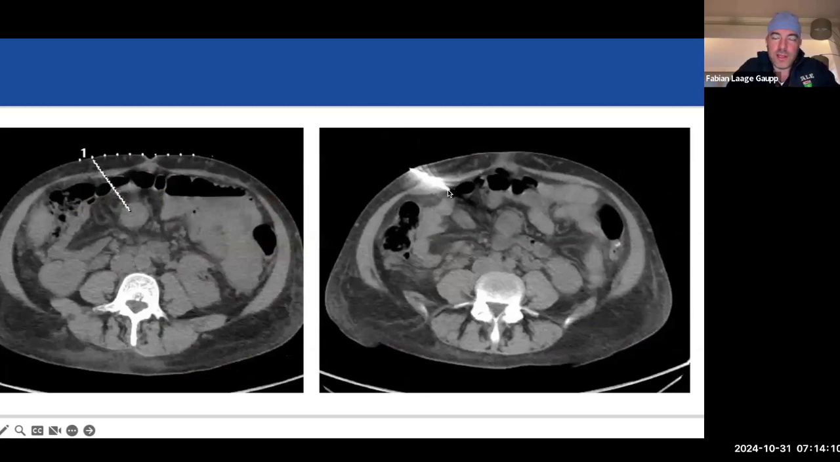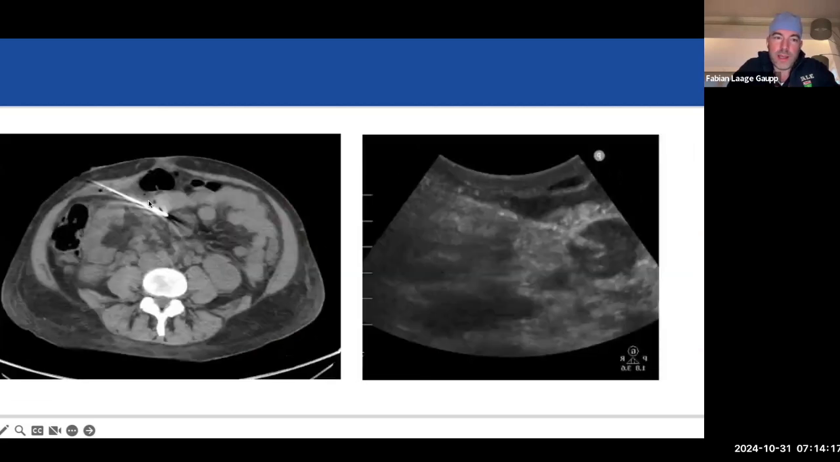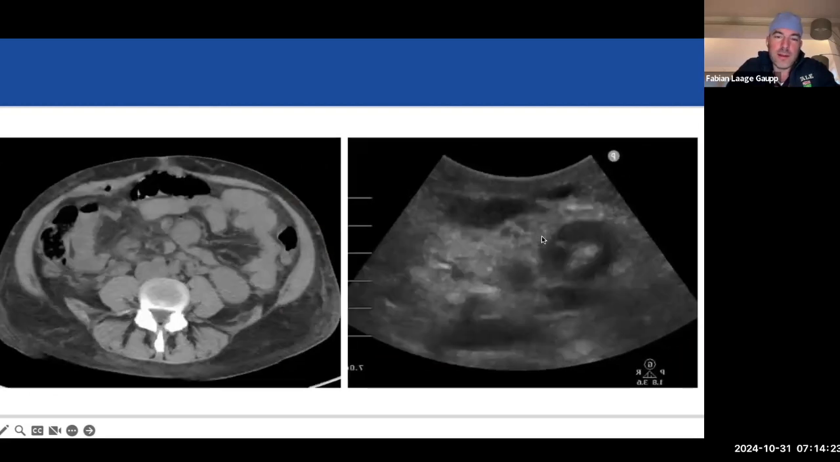I got into the peritoneal cavity, switched from the sharp needle tip to the blunt needle tip, and then maneuvered my way in between the bowel loops using CT and ultrasound guidance until I got to the lesion, and then did the biopsy.